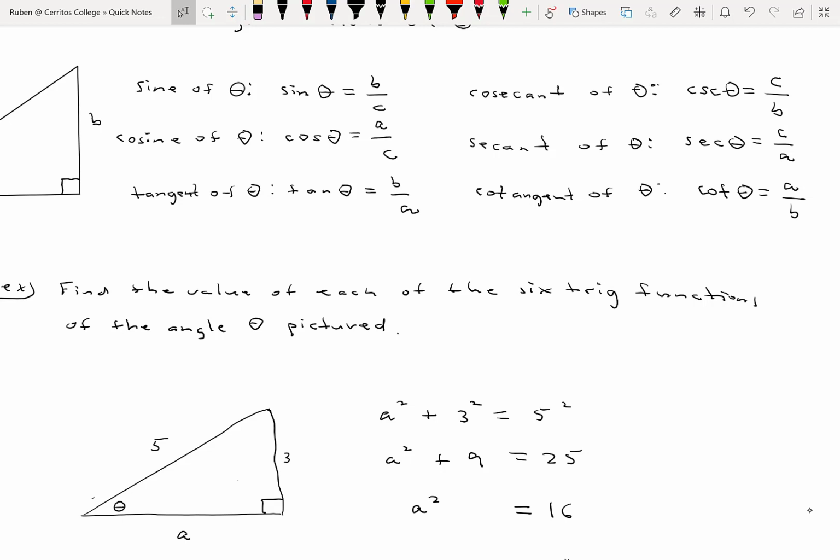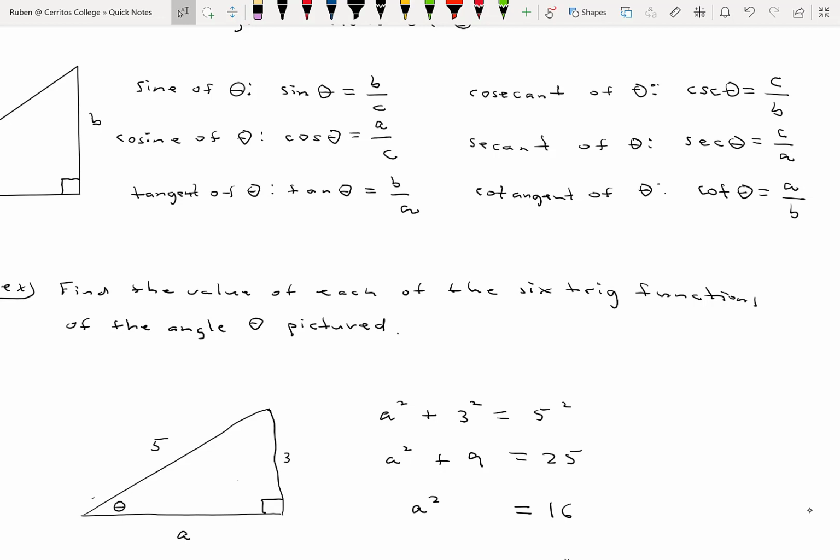The c over b is just the reciprocal of b over c, so the sine of theta and the cosecant of theta are reciprocals. Cosecant of theta equals 1 over the sine of theta. That's what I was talking about earlier about the relationships between the trig functions. There are many, many different relationships between the trig functions.